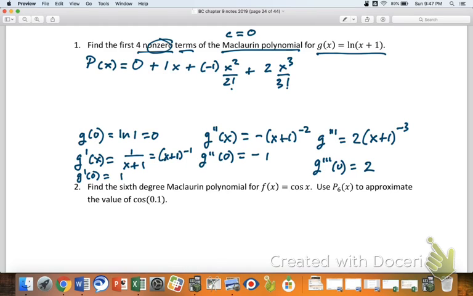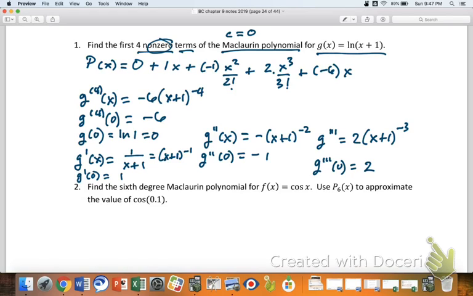And then I'm going to come back up here and squeeze in my fourth derivative. So my fourth derivative of x is going to be negative 6 times (x plus 1) to the negative 4th. Therefore, the fourth derivative of g at 0 will be negative 6. So this is going to be plus negative 6 times x to the 4th over 4 factorial.